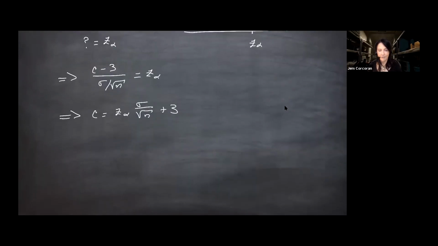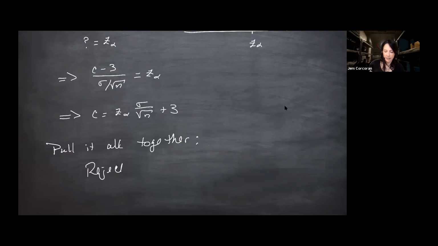And then as a final step, I think I can keep these straight in a step 1, step 2, step 3, and step 4. So I'll do that in my next example. You finally pull it all together and give a conclusion. And you say, my test is that I will reject the null hypothesis in favor of the alternative if X bar is greater than z sub alpha sigma over the square root of n plus 3.